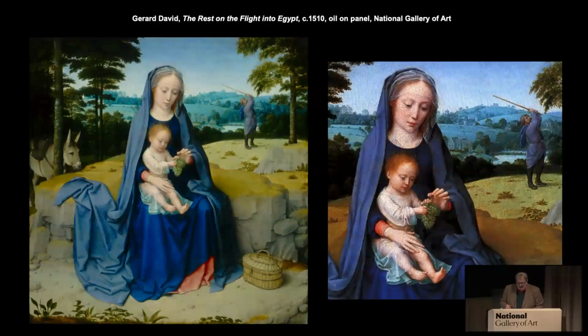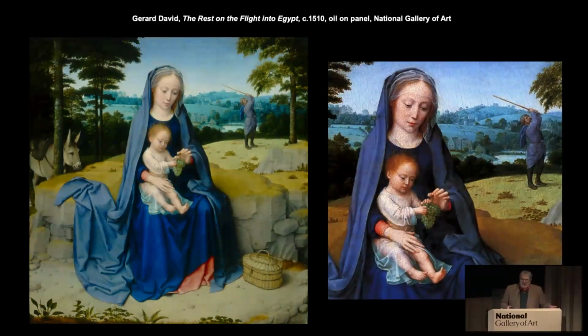And then here, this is a painting that people don't see because it's kind of tucked deeply into the Flemish and German galleries, and if you don't really keep moving deeper, you tend to miss this painting. It's small, but not too small. And this is the rest on the flight into Egypt. And here, first of all, this is one of the most beautiful paintings at the National Gallery. It's absolutely stunning. It's by Gerard David, a Flemish painter.